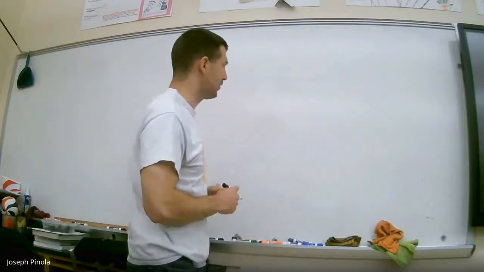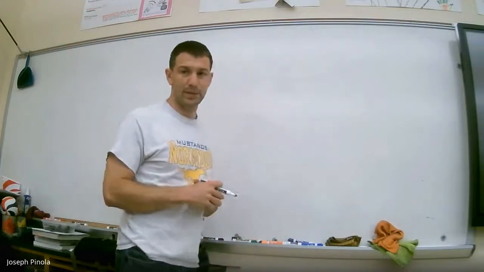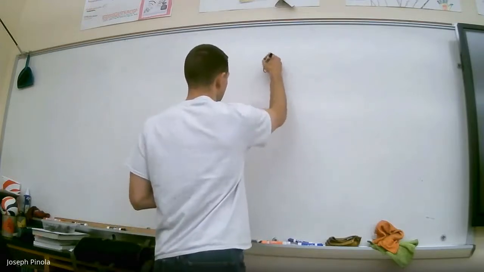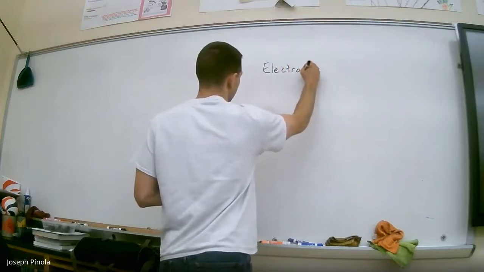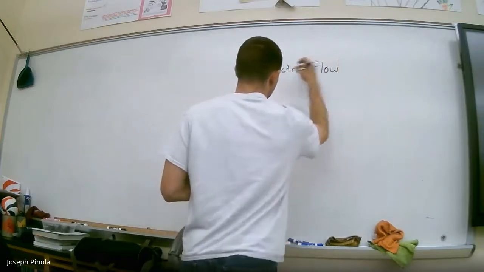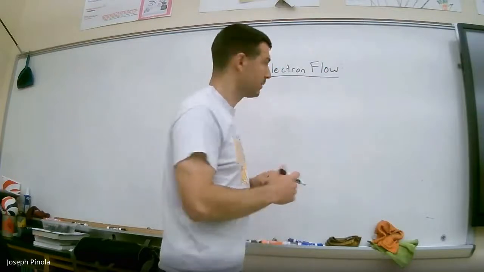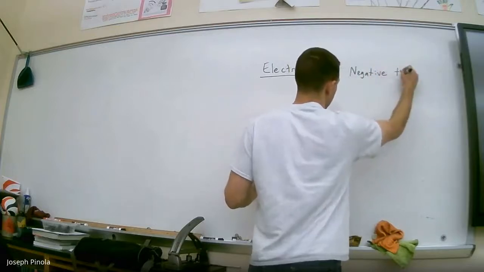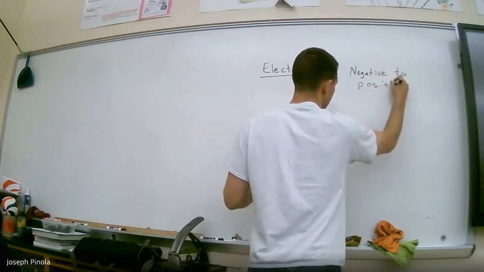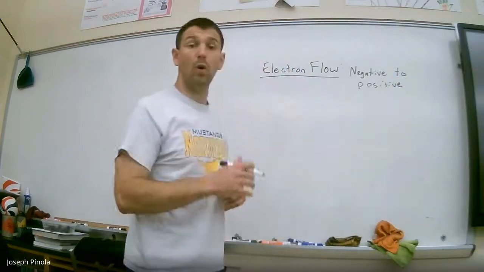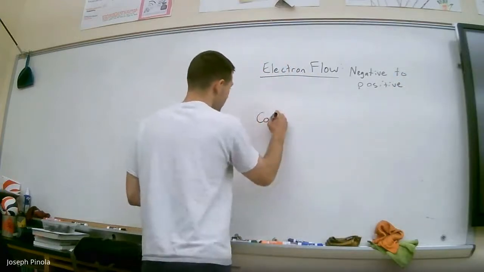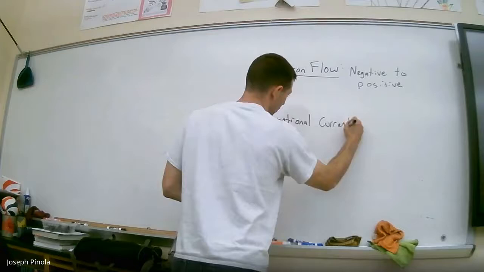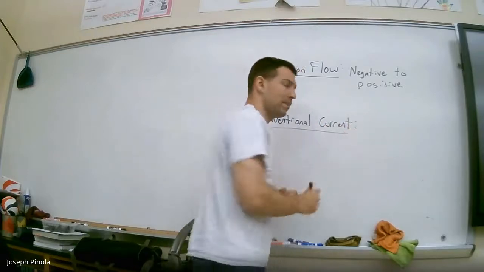So let's take a look at those two types of current that we just spoke about. If you have current moving in one direction, that current can either be electron flow, meaning the movement of electrons that moves from negative to positive, or it can be conventional current, which is just the exact opposite.